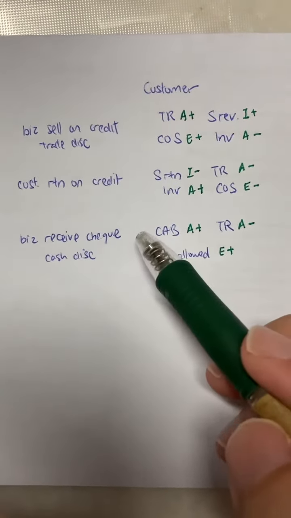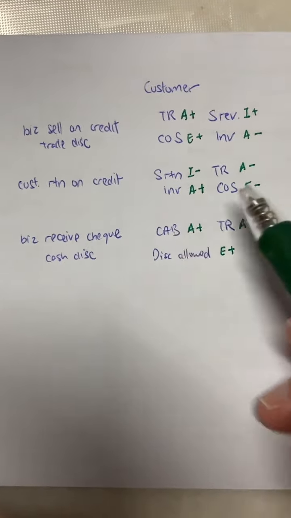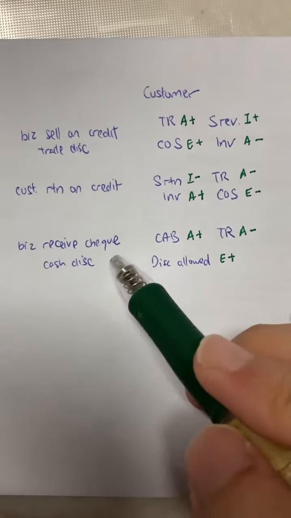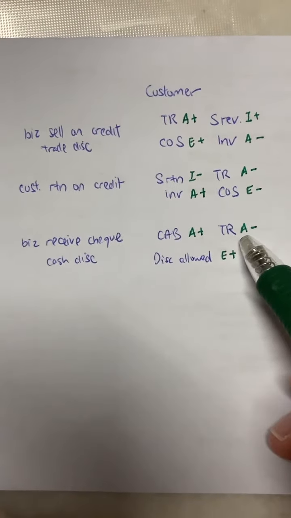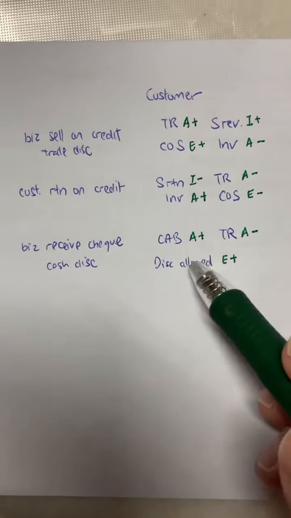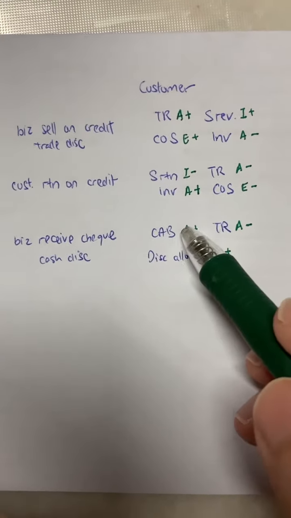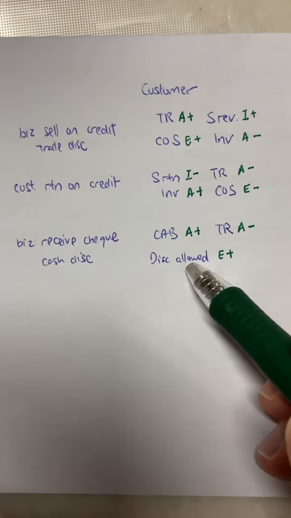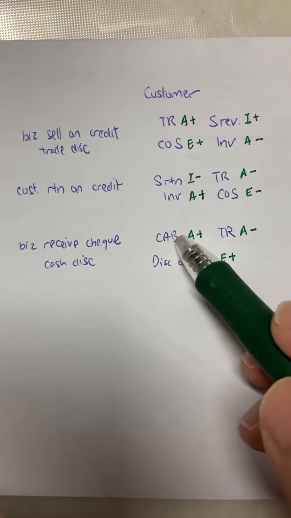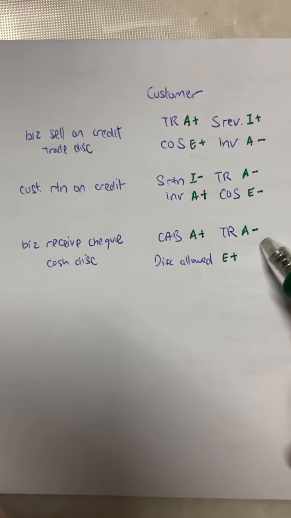And finally, when you receive your cheque, you debit cash at bank, credit trade receivable, and when you have a cash discount, there will be a new account which is discount allowed, because the total of how much discount you give, and then the money you collected, is the amount that you are supposed to collect.